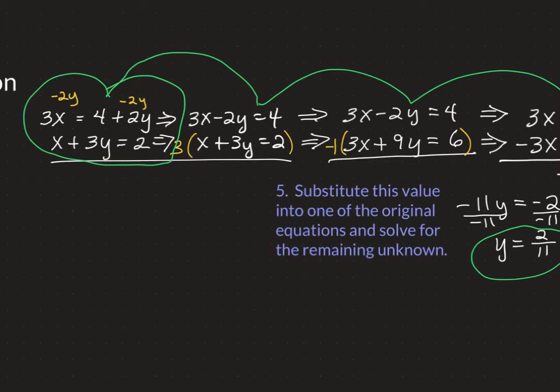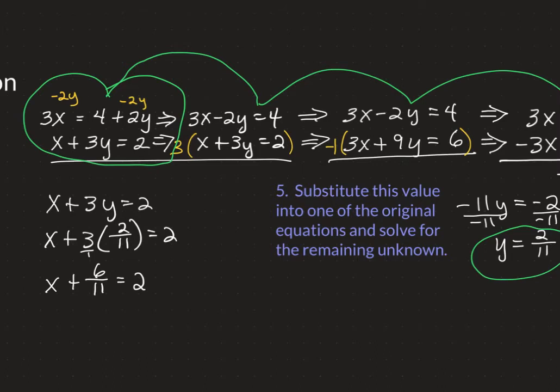I'm going to put that answer, y equals 2/11, into one of these two original equations. Looking at them, neither one of them is very pretty for this use. I can't put 2/11 in there and get rid of a denominator anywhere. So I'm just going to choose one. I'm going to use my x plus 3y equals 2 equation. So I'm going to plug in for y this 2/11, equals 2. That gives me x plus 6/11 equals 2. That gives me x equals 2 minus 6 over 11, and I have to convert my 2 into 22/11. That gives me an answer of 16/11. That is what x is equal to. So right now, I believe my answer is 16/11 and 2/11.